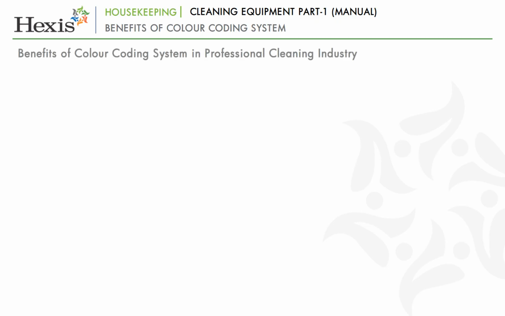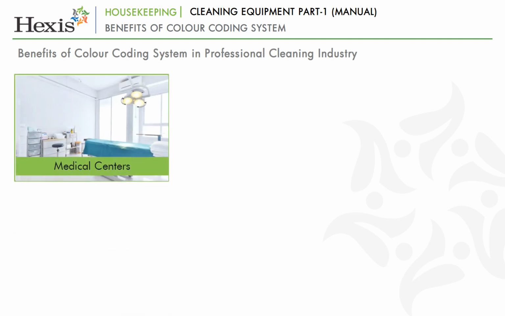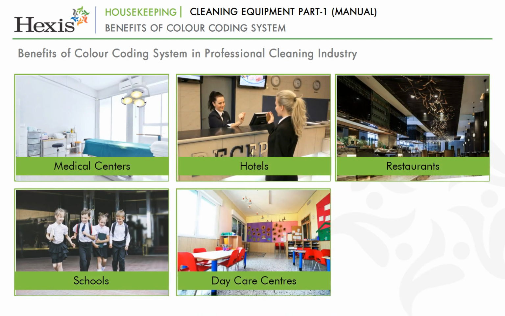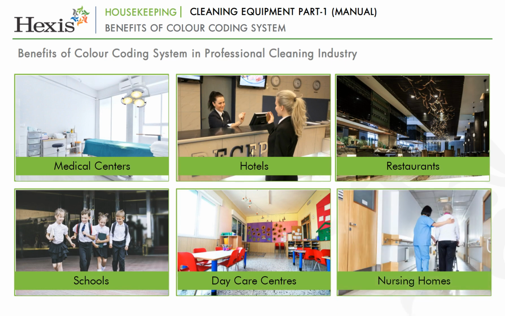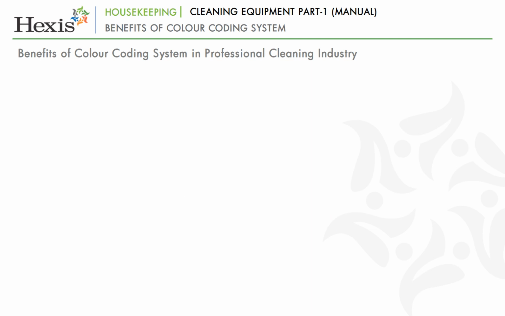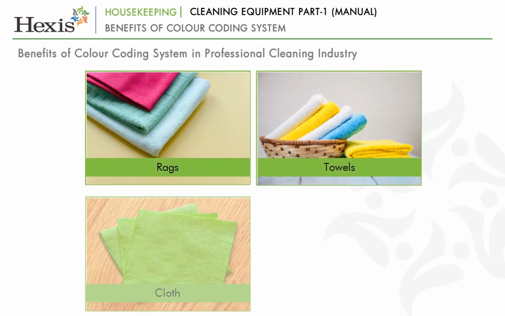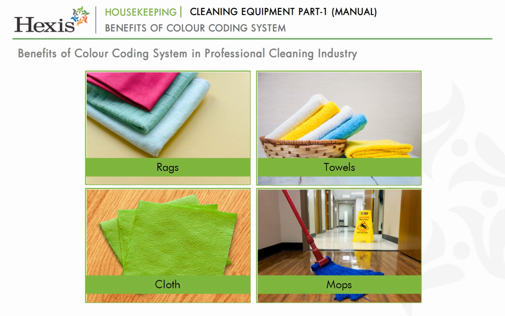Next, let's have a look at the benefits of the color coding system. Nearly all industries benefit from using colors to clean, including medical centers, hotels, restaurants, schools, daycare centers, and nursing homes. A color-coded cleaning program is intended to help identify different colored cleaning products such as rags, towels, clothes, and mops for specific tasks or areas at the facility that is being cleaned and managed.